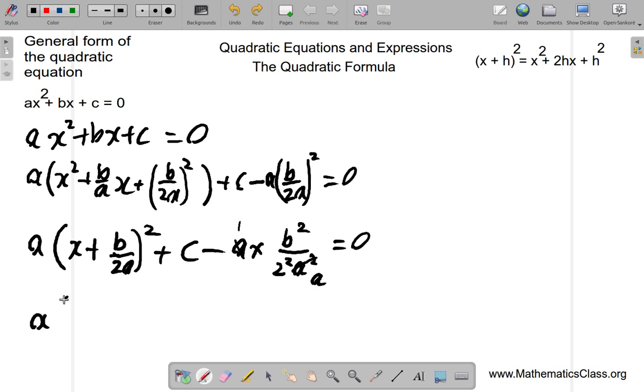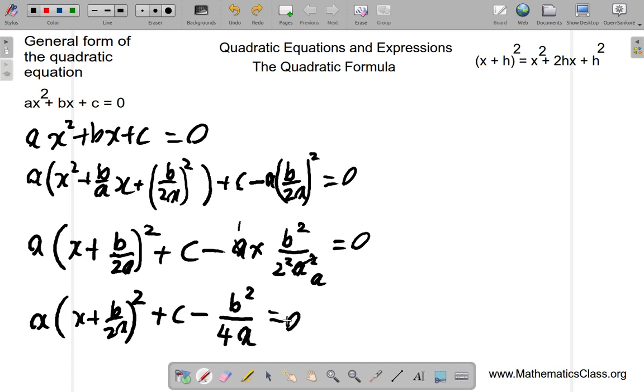So let's continue down here. We have a times (x plus b over 2a) squared plus c minus, this a is gone, we have b squared up top, b squared over 2 squared is 4, so let's just write 4a here, equals 0.